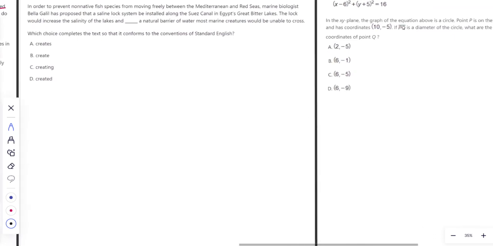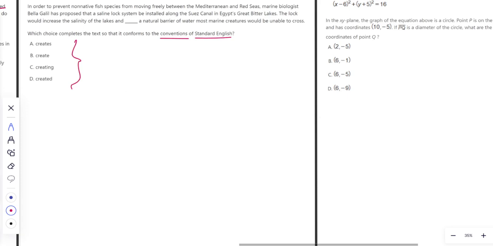Next question. In order to prevent non-native fish species from moving freely between the Mediterranean and Red Seas, marine biologist Bella Galil has proposed that a saline lock system be installed along the Suez Canal in Egypt's Great Bitter Lakes. The lock would increase the salinity of the lakes and blank a natural barrier of water most marine creatures would be unable to cross. Which choice completes the text so that it conforms to the conventions of standard English?